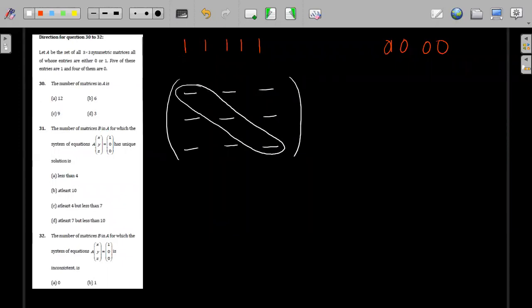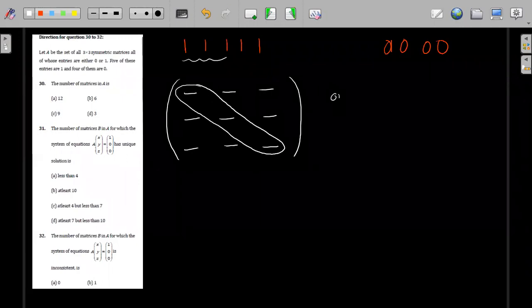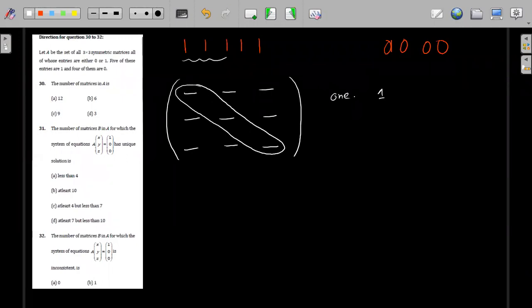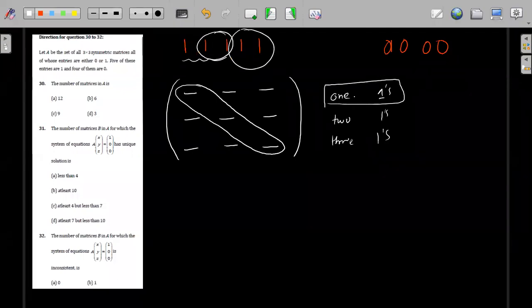This diagonal, I can fill 1. I can fill 1 here, I can fill 2 ones here, or I can fill 3 ones here. So I can fill 1, 2, or 3 ones. Now see, when I am filling 1 one, I am left with 4 ones, right? And I'm left with 4 ones and 1 pair of 0, because it is symmetric, right?